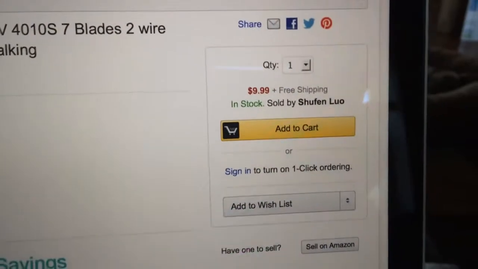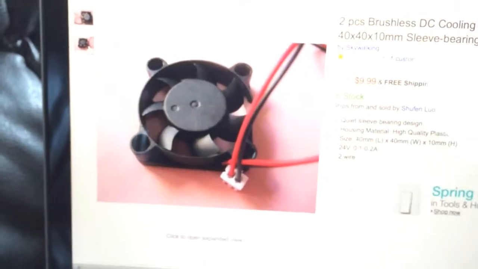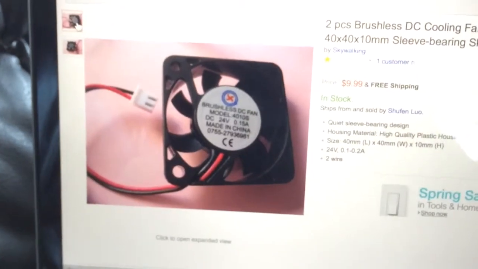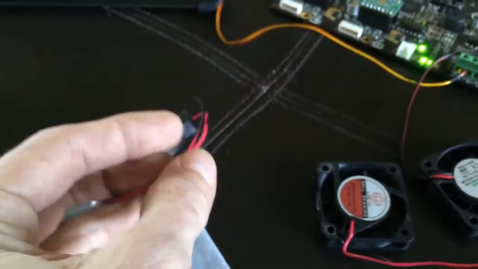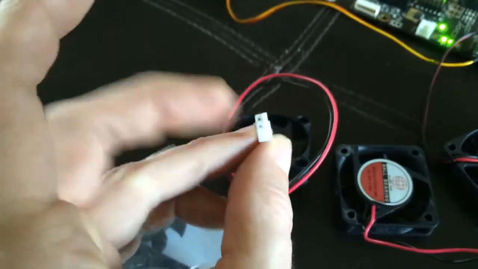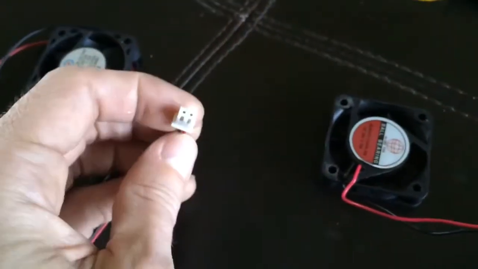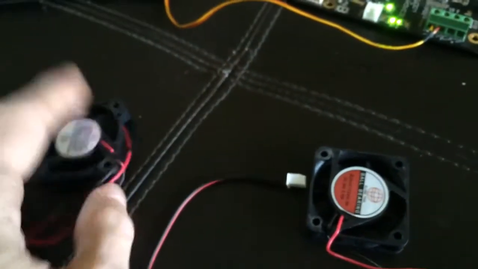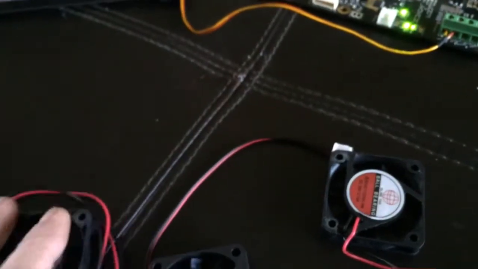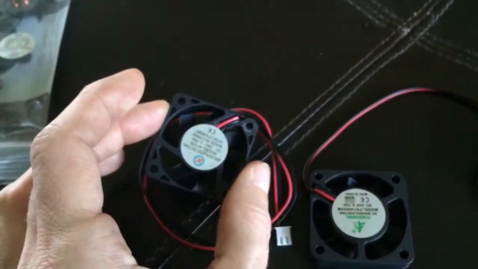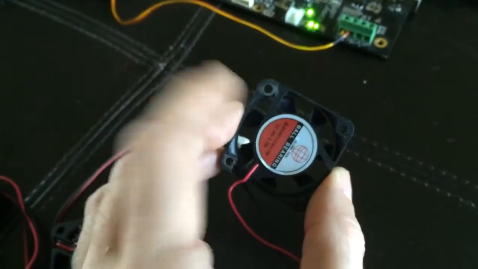And that was actually $10 for two. So this does come with the correct plug for the MakerBot Replicator, and I can show you that over here. This is it right here. That's the same plug that the stock fan has on it. Here's your stock fan. Now the only difference I see is they claim it's 26 decibels, and they claim this is the ball bearing, 23 decibels.